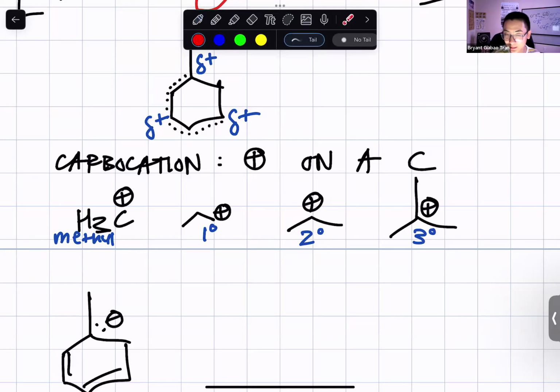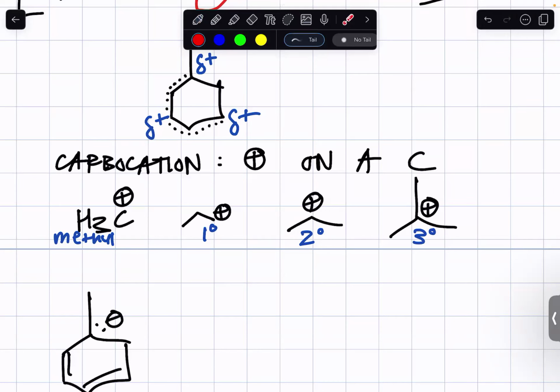And does that make sense why it's called that? Oh, okay. Yeah, that makes sense. Because the carbon with the positive charge is attached to 2 other carbons for secondary. For tertiary, that carbon with the positive charge is attached to 3 other carbons. It's like sp hybridization. It has 3 things attached to it.